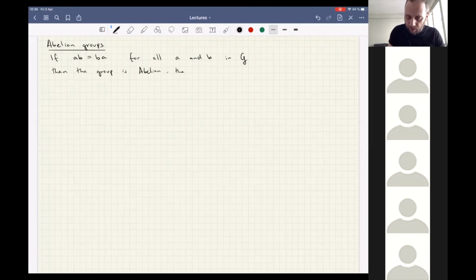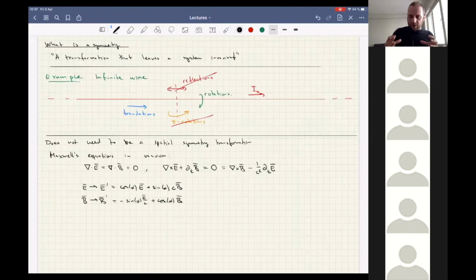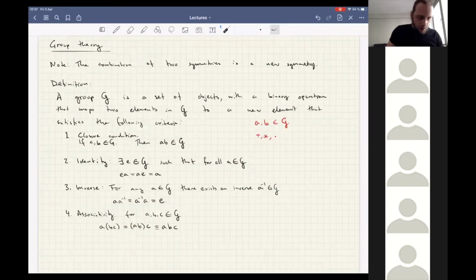Or that the operation is commutative, because AB is equal to BA. Conversely, if this is not the case, we call the group non-abelian, which means that not all elements commute with each other. So, for example, if we look again at this wire, it is a non-abelian group because making a translation and then a rotation is not the same as making a rotation and then the translation. However, if you look at subgroups here, so if you just look at translations, all translations here commute with each other. And the rotations as well commute with each other.